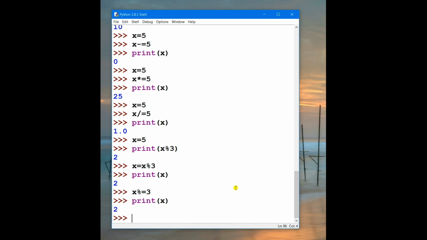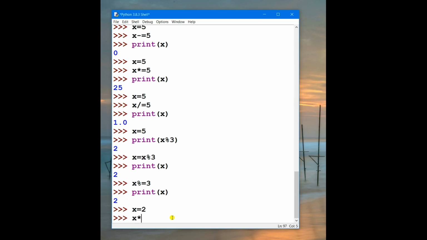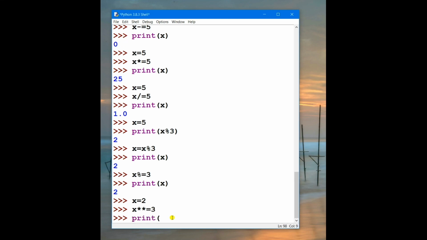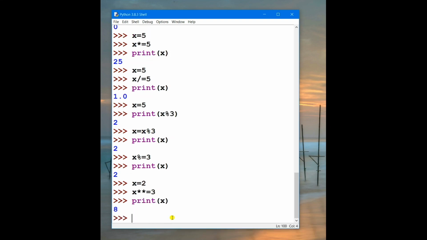Alright, so next we have the exponent and equals operator. x equals 2, and then x exponent equals 3, which means 2 raised to the power 3. When 2 is raised to the power 3, it gives us the result 8. I forgot to print x. Alright, so we got the value 8 for x.